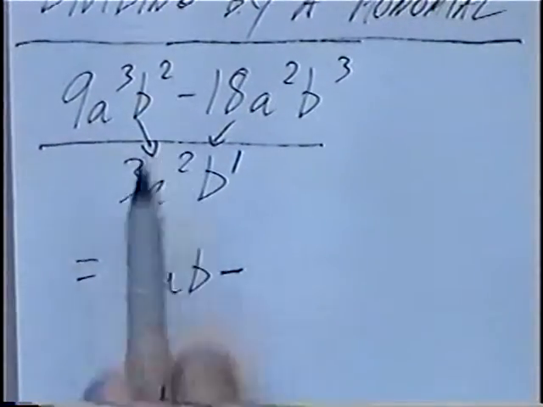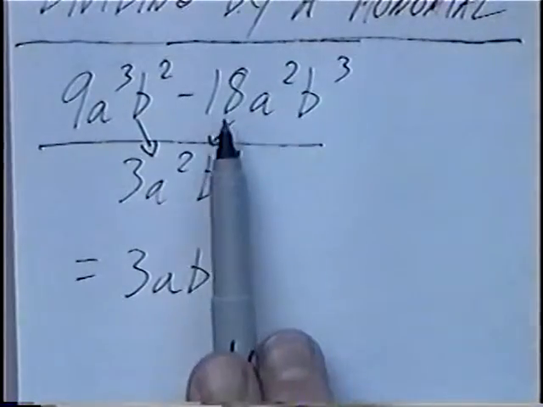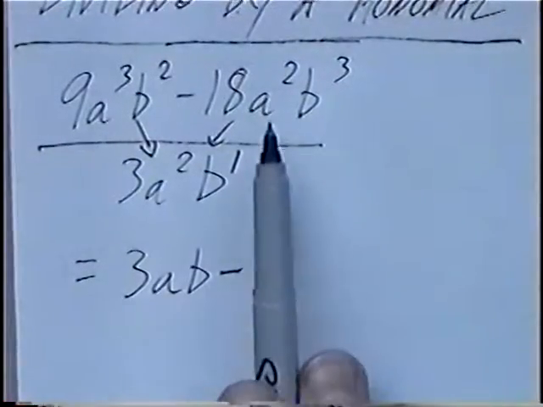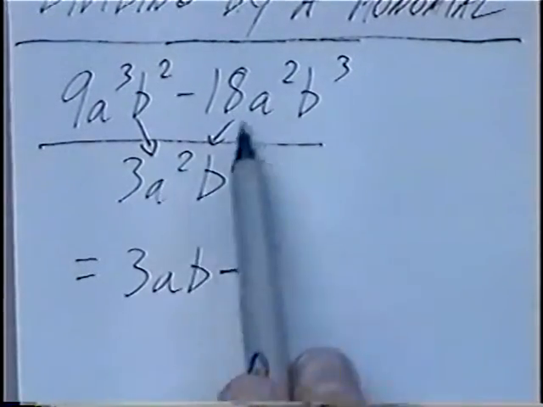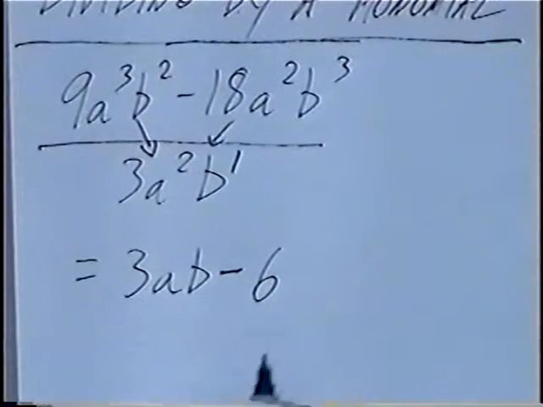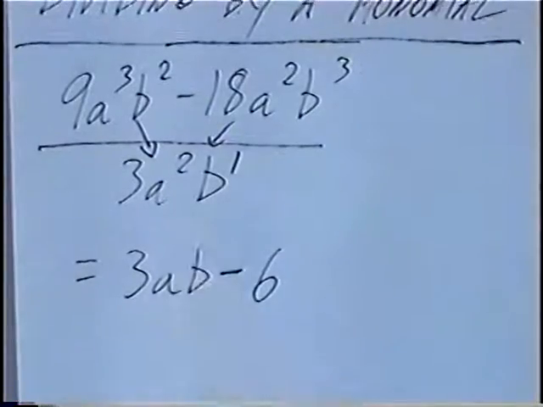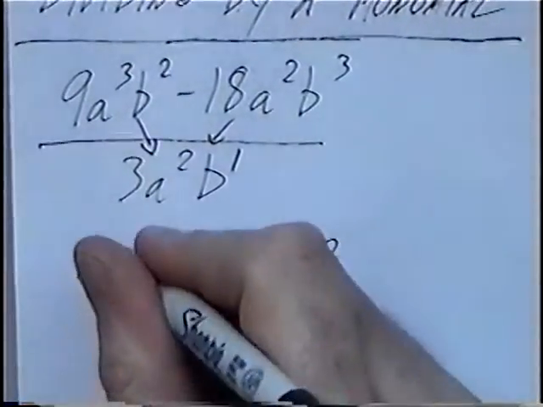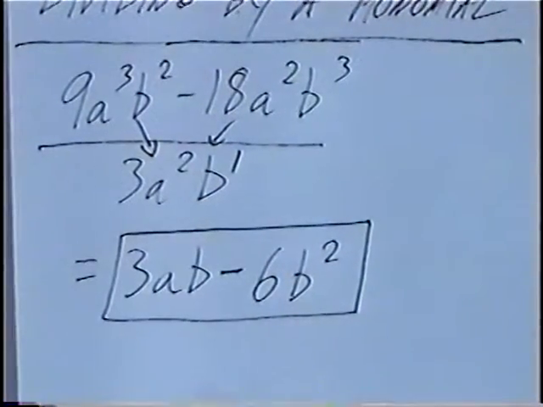Bringing down the minus sign for the second term. And again, dividing the second term by the monomial. 18 divided by 3 would be 6. A squared divided by a squared. If you subtract the exponents, you'll get a to the 0 power. A to the 0 power is also 1, or we can leave it off. And b cubed divided by b to the first. Subtracting the exponents, we'll get b squared. So our final answer, 3ab minus 6b squared.